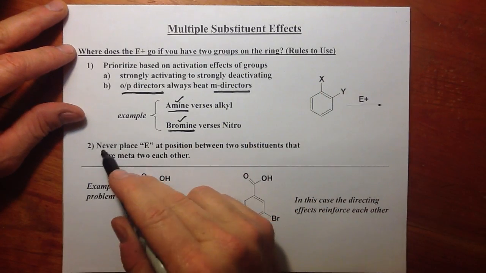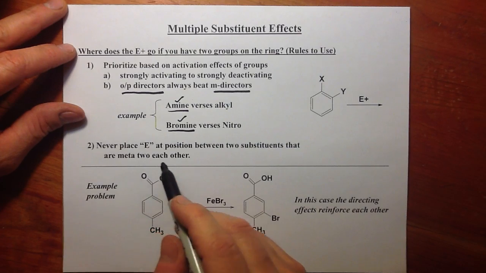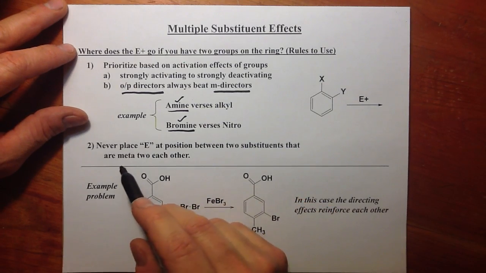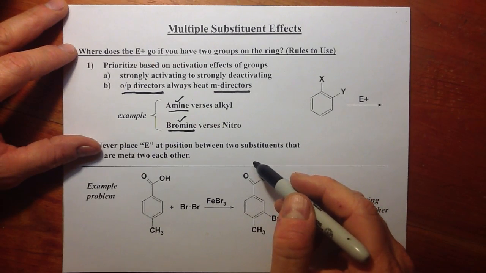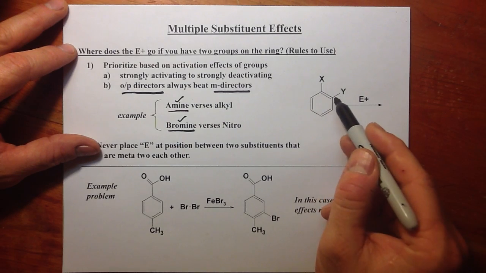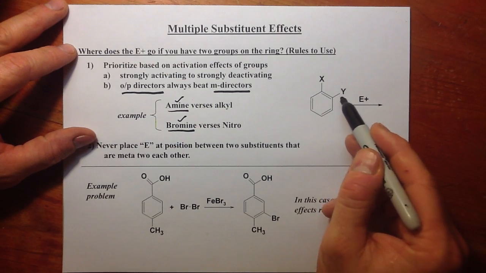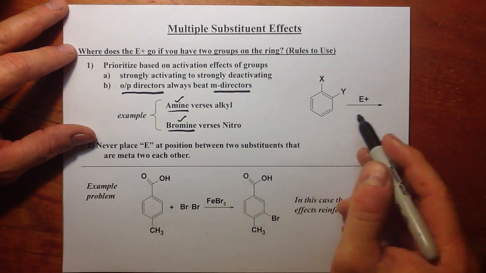And in general, I shouldn't say never always, but in general, never place electrophiles between two substituents that are meta to each other. So in a gap where if Y was here and X was here, we typically, I shouldn't say never, typically don't go between them. So let's go ahead and look at an example problem.